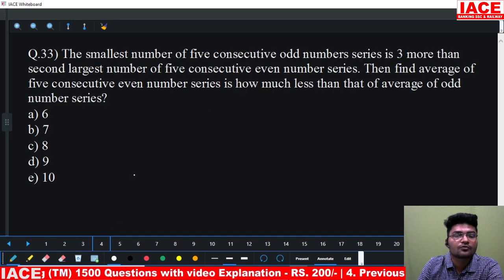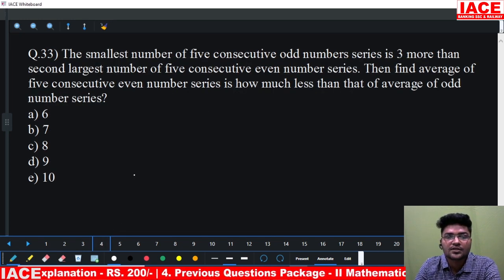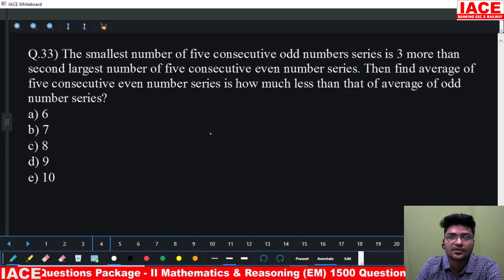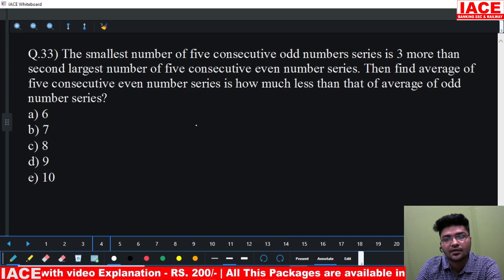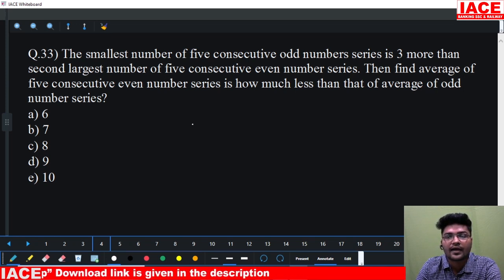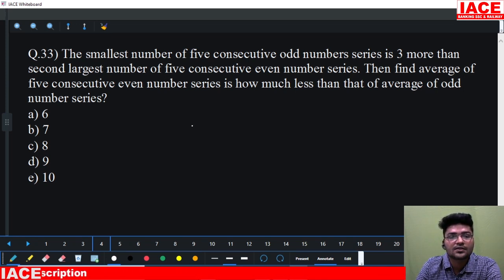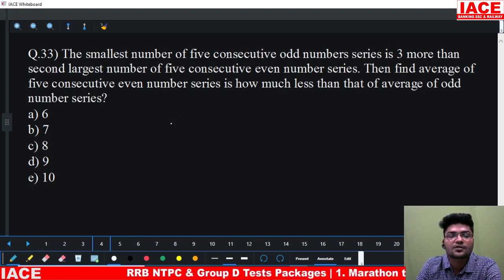Next question. Question number 33. The smallest number of 5 consecutive odd numbers is 3 more than the second largest number of 5 consecutive even numbers. Then find how much less the average of the 5 consecutive even numbers is than the average of the odd number series. So we are talking about 5 consecutive odd numbers. We are also talking about 5 consecutive even numbers.